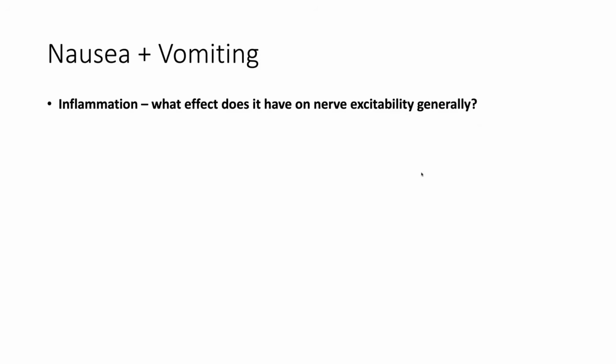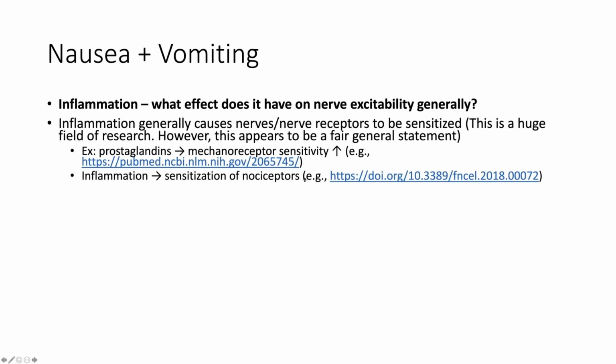So what effect generally does inflammation have on nerve excitability? Inflammation, doesn't it increase the excitability? Yeah, it does. I went really deep down this rabbit hole, but I can summarize by saying that inflammation generally causes both the nerves and the nerve receptors to be sensitized. That's a huge field of research. I was shocked at how many papers there were, stretching back decades. But generally, this is true.